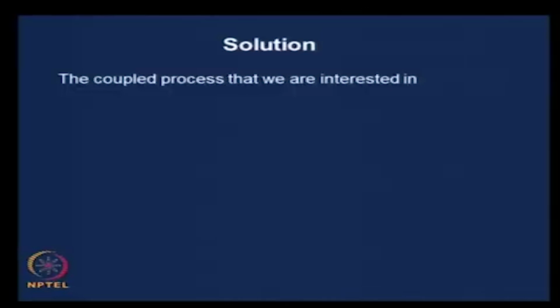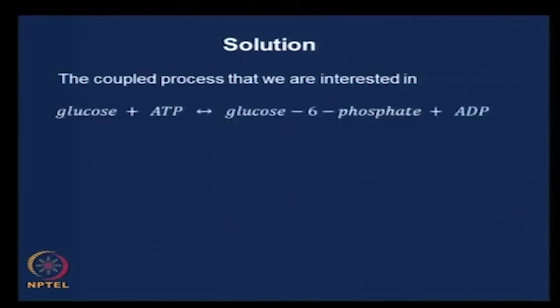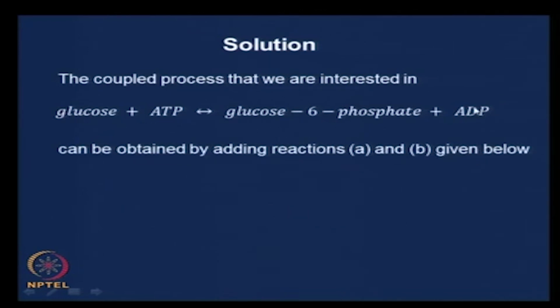The solution is as follows: the coupled process that we are interested in, first the reaction that we are interested in, the process, as was suggested in the problem statement itself, glucose plus ATP giving you glucose 6 phosphate plus ADP. If you recall, we are looking at the phosphorylation of glucose, which is coupled to ATP, and we have written that reaction as glucose plus ATP giving you glucose 6 phosphate plus ADP. This particular reaction can be obtained from the 2 reactions given in the problem statement itself, just by adding them appropriately.